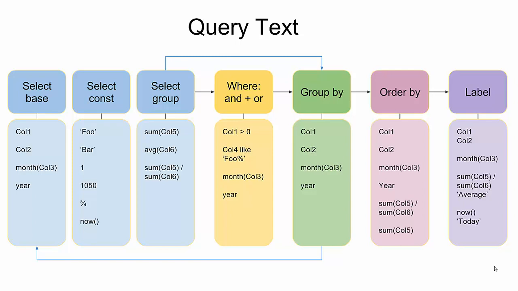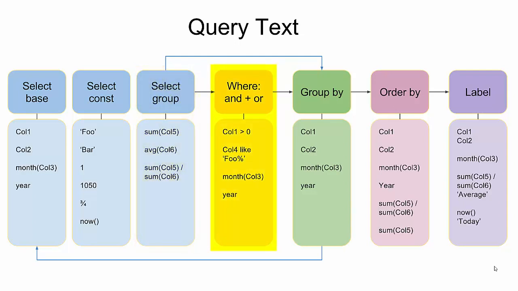This is the basic query text scheme. We have select base, some columns or some phrases like month of col 3, which will give a month or year or so on. Next one, select some constant values like foo bar, some numbers, calculations, 3/4, or even the current date with now. Next, select aggregates or groups with sums, averages, or calculations, sum col 5 divided by sum col 6.